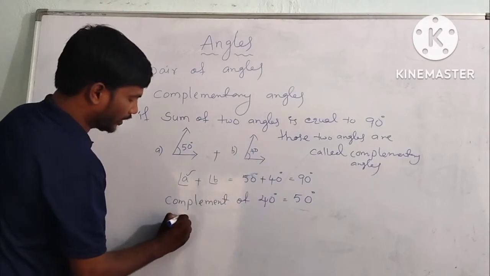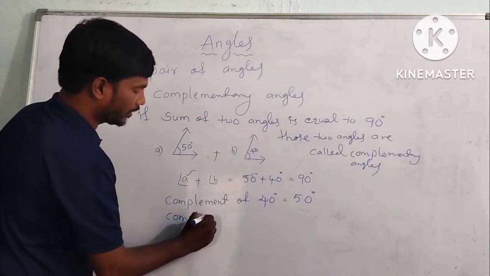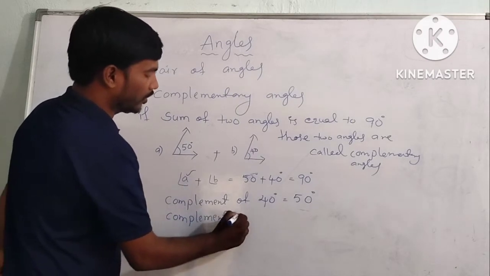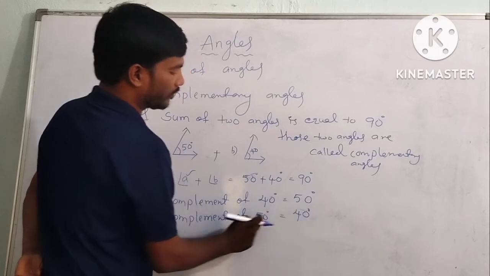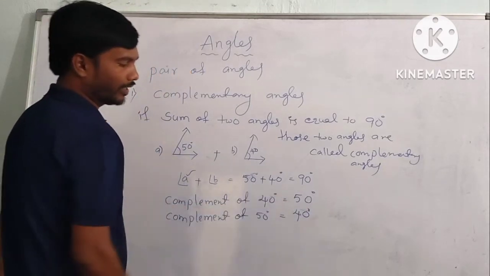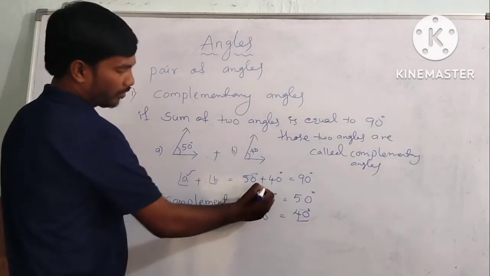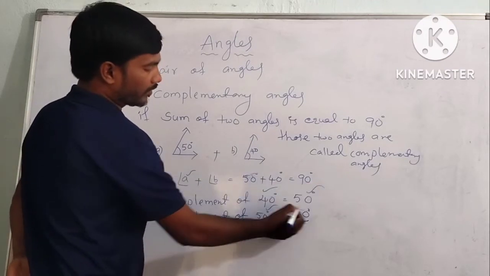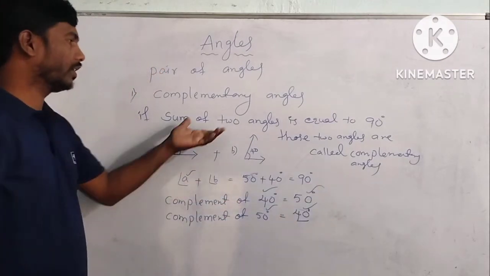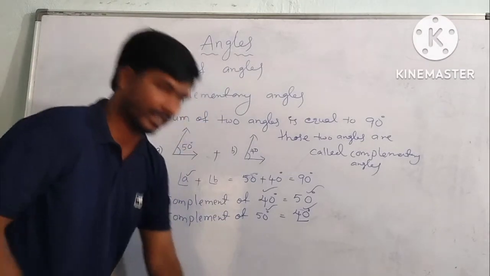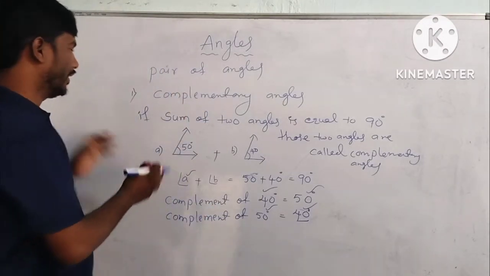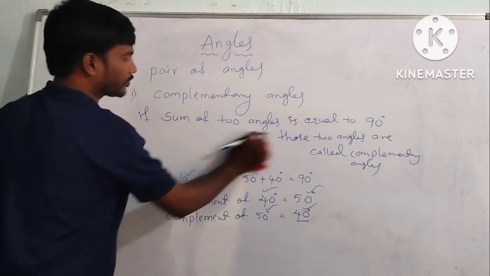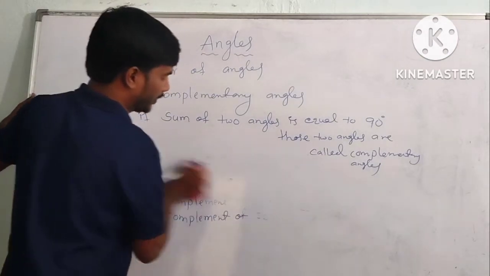Now what is the complement of 50 degrees? Which angle value gives 50 plus 40 equal to 90? That's why the complement of 40 is 50, and the complement of 50 is 40. So this is the concept of complementary angles and complement.